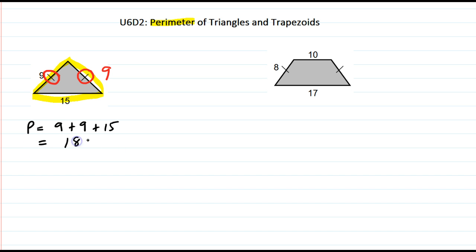So that gives us 18 plus 15. Whenever you can't do it in your head, just set it up so that you can do it. And so that gives us 33. And since there's not a unit, feet, inches, or anything, we'll just go ahead and write 33 units. So the perimeter of the triangle is 33 units.